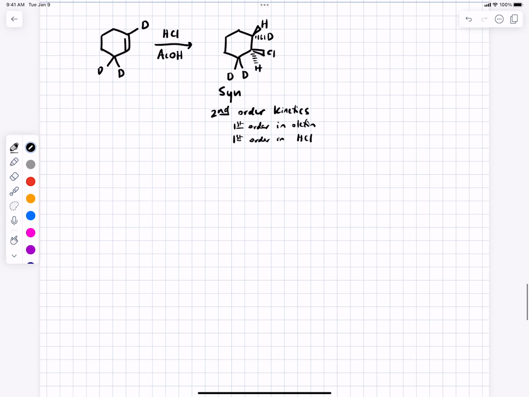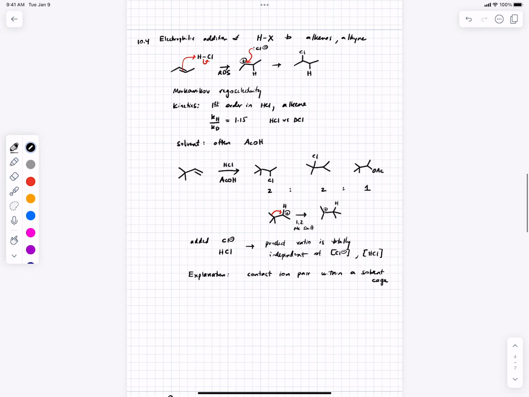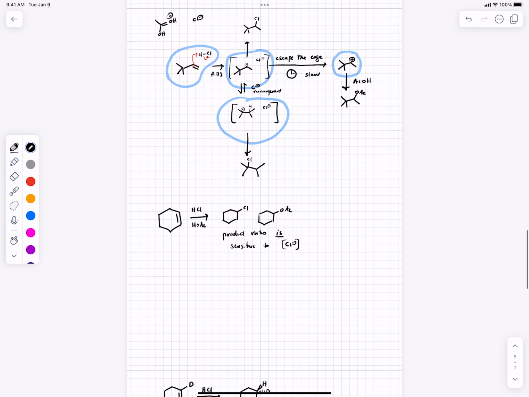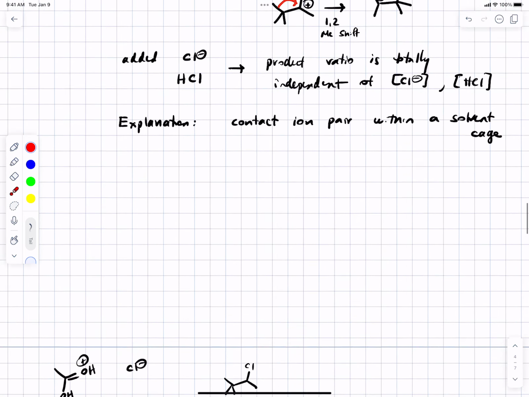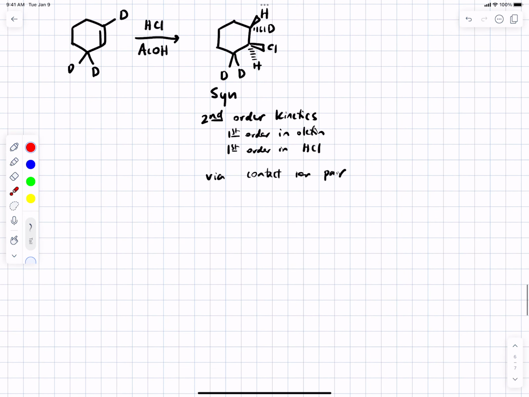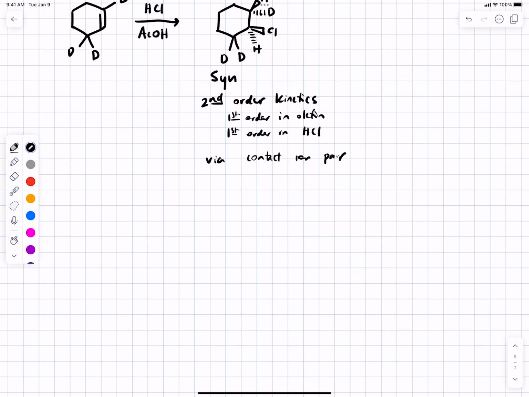And the rationale for why it is syn is that this happened via the contact ion pair. Notice the second order kinetics tell you that this is sort of concerted. There's not a carbocation intermediate. Sorry, I said that wrong. Even if there were a carbocationic intermediate, you would still expect first order in olefin, first order in acid. But the rationale for the syn stereochemistry there is that the reaction happens from the contact ion pair.